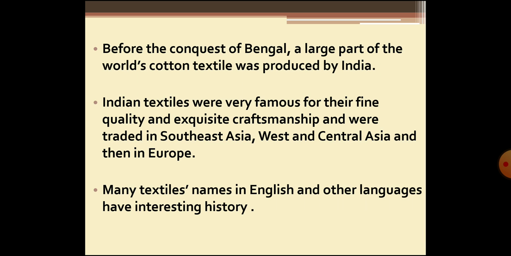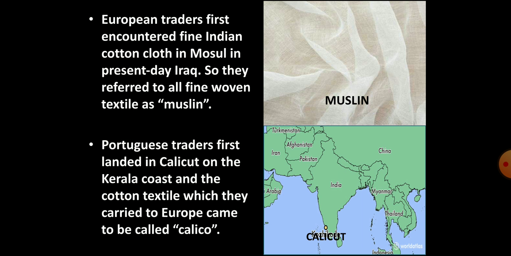There are many words in English and other languages that are linked with the trade and the craftsmanship of Indian weavers. Let's see what these words tell us. European traders came to know about the fine Indian cotton cloth from Arab merchants from Mosul, which is at present in Iraq, for the first time, so they started referring to all finely woven textiles as muslin. An example of muslin cloth is given here.